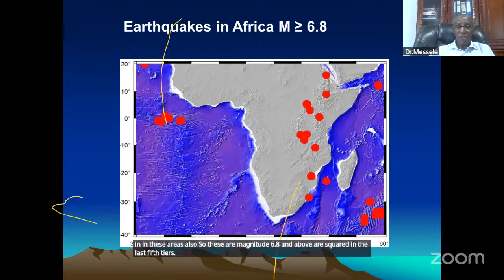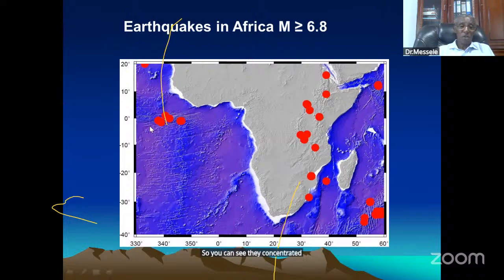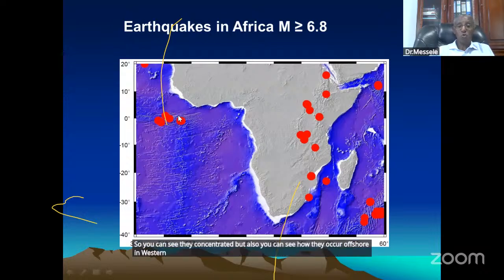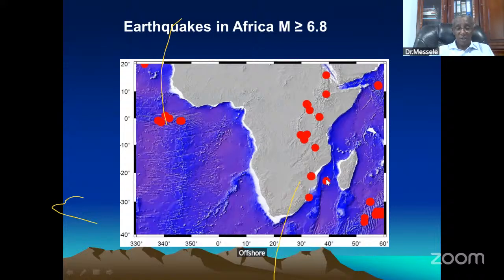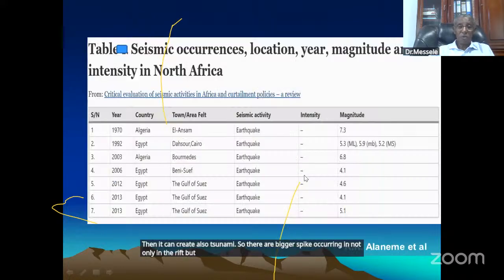So you can see they are concentrated, but also you can see how they occur offshore in Western Africa, which could cause tsunamis also. Offshore here between Madagascar and Tanzania and Mozambique, it can also create tsunamis. So there are big earthquakes occurring not only in the rift, but outside of the rift also.